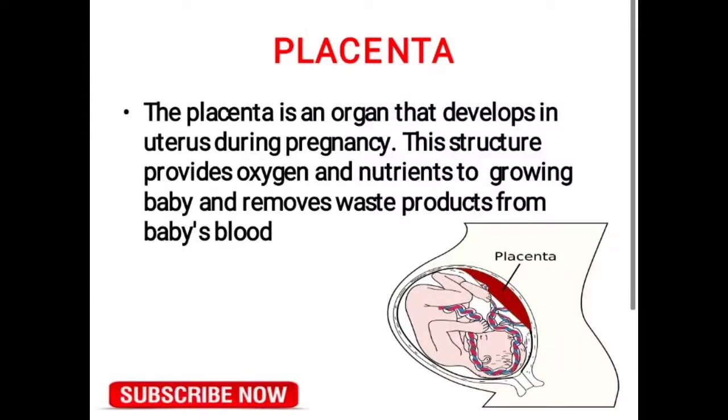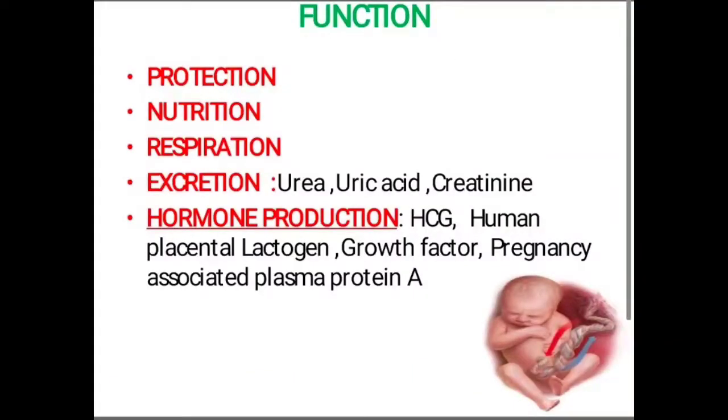The placenta helps in providing oxygen and nutrients to the growing baby, and it helps to remove the waste products from the baby's blood. That is placenta. The placenta is the organ that develops in the uterus during pregnancy. Next, we will discuss the functions of the placenta.